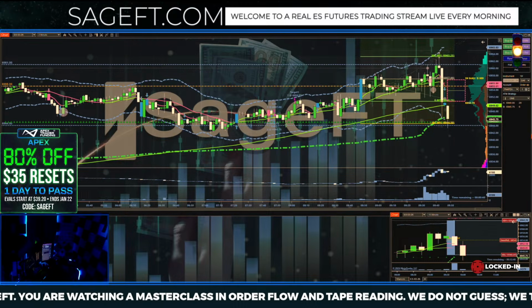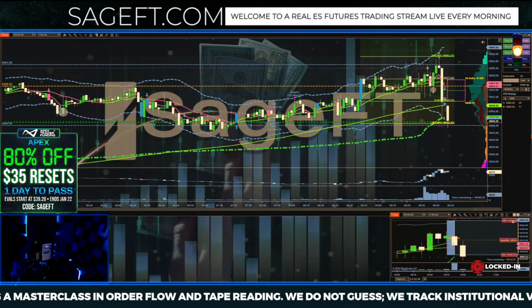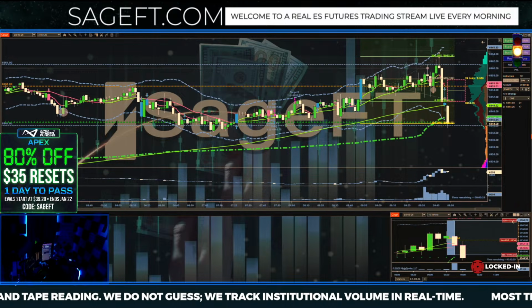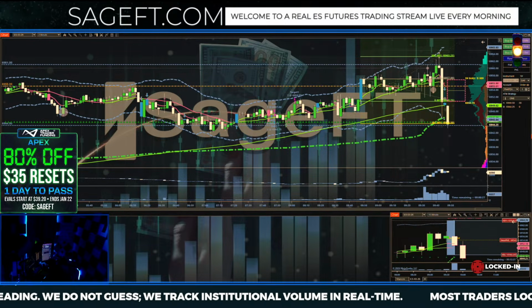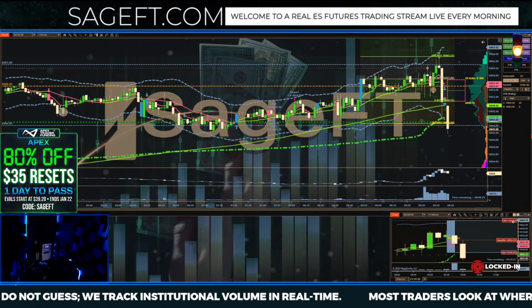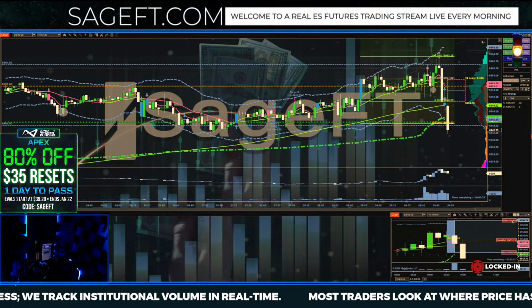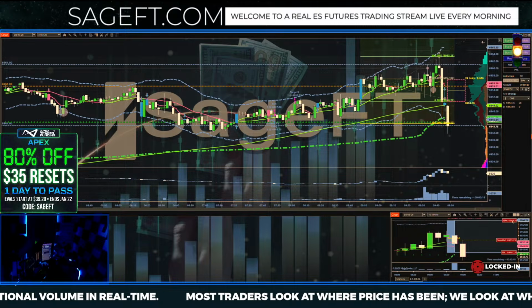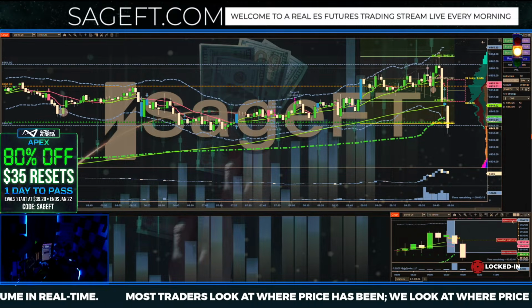Now, I have found a workaround. I have found a small workaround in a copier trader for Tradovate to have a bracket. When this move is over, I'll show you. But there's a little bit of complexity to it.